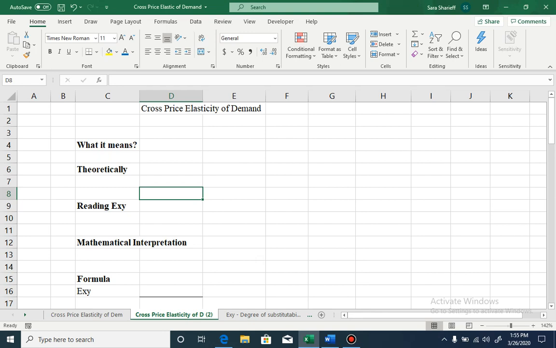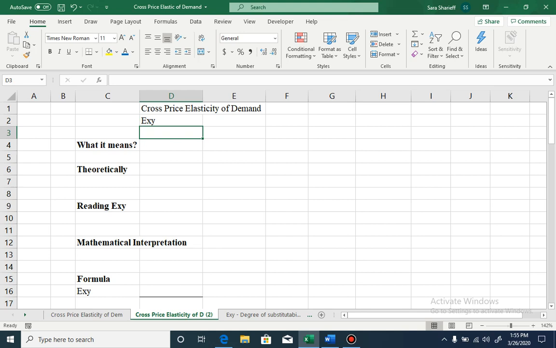Alright, now what does it mean, cross price elasticity of demand, denoted by the symbol EXY? Now let's say every Sunday morning I take my breakfast at Dunkin' Donuts, right? And it's my deep rooted habit that I always consume coffee with donuts. I don't like consuming coffee alone. I always consume it with donuts. That means for me coffee and donuts are complementary goods.